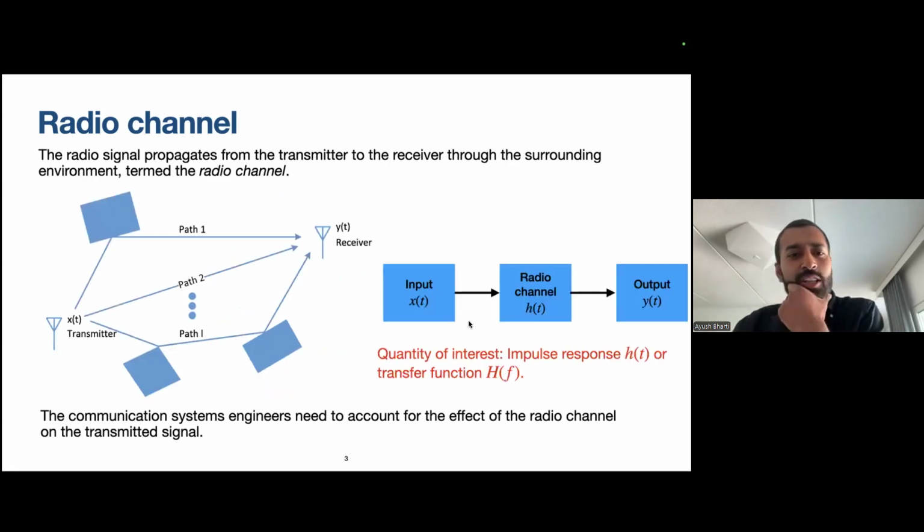So one way they do this is by modeling it like a linear system. So you have some input that goes into this radio channel, which is basically the entire environment. And then you have this output y of t. And the quantity of interest that they're after is modeling this h of t, which is the impulse response, or if you take a Fourier transform of that, that becomes the transfer function.